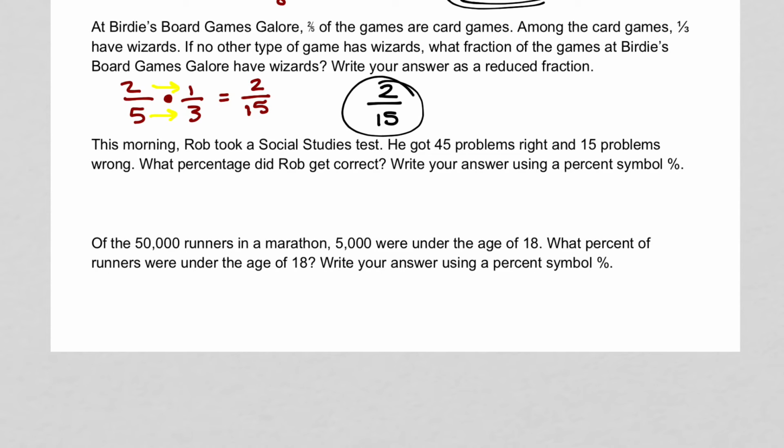All right, this morning Rob took a social studies test. He got 45 problems right and 15 problems wrong. What percentage did he get correct? So to find that percentage, I'm going to need to know the number of ones he got right, over the total. So let's find out what that total is. Well, if I add the right ones and the wrong ones together, it gives me the total of 60. So I know I've got 45 out of 60 correct. And we can find out what that is using our long division again.